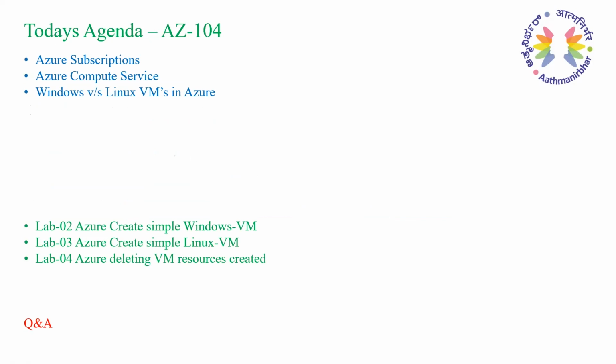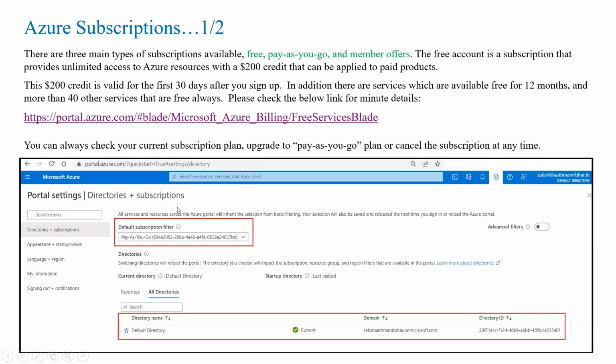Azure subscription is one of the major main topics. Unless you understand this, most of the part you'll not be able to do anything. Why? Let us try to understand first what it is all about. There are 3 main types of Azure subscriptions available: free, pay as you go, and member offers.